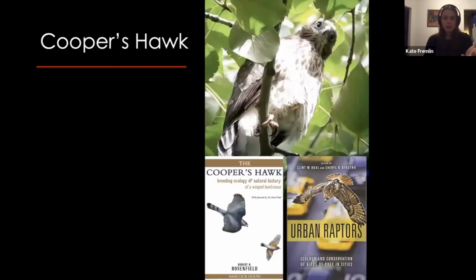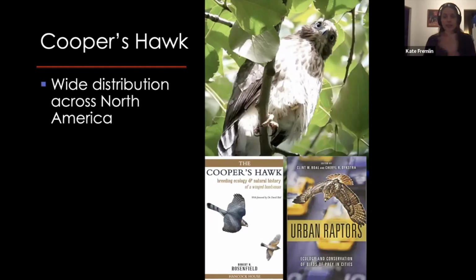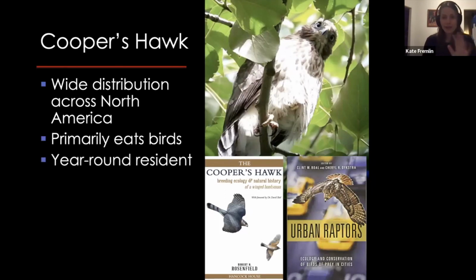So we wanted to focus on an air-breathing organism, the Cooper's hawk. And so some important aspects of the Cooper's hawk for you is that it has a wide distribution across North America. I'm sure some of you are very familiar with this species. It primarily eats birds, even though I know a lot of you know that it eats rats and other critters and such in your backyards. It's also known as a year-round resident here in Metro Vancouver. So this is also a big reason of why we chose to focus on it.